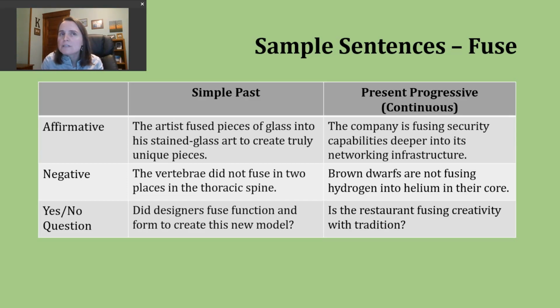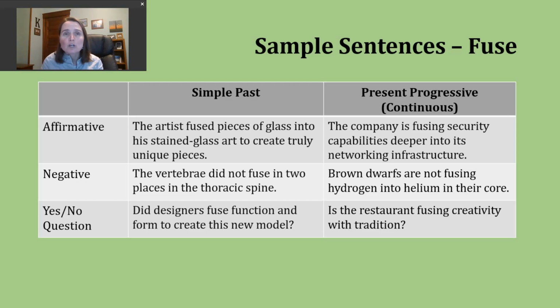I always like to point out to my students, notice how we're not adding that ed ending in the negative or our yes or no question. Here's the yes or no example. Did designers fuse function and form to create this new model? Again, we're back to that idea of joining two things together, combining might be another good way to think of this. Now let's move on and make some sentences in the present progressive.